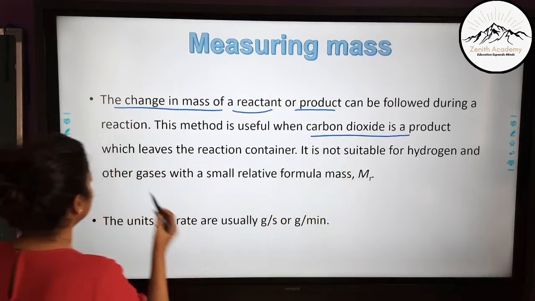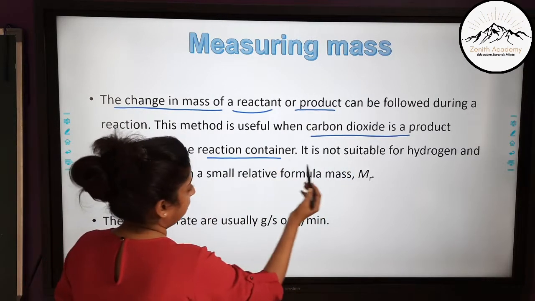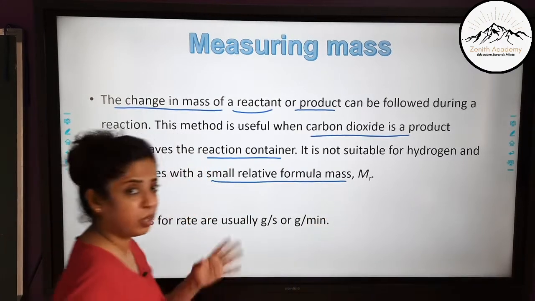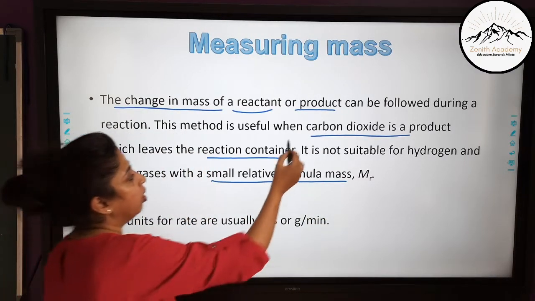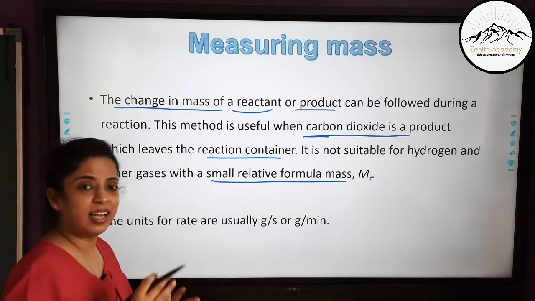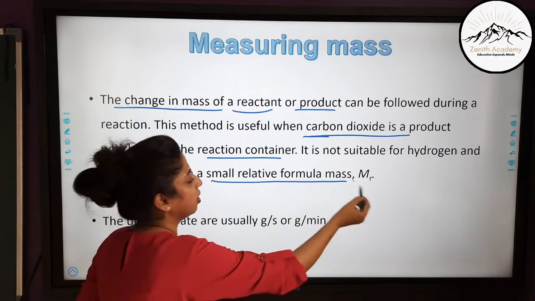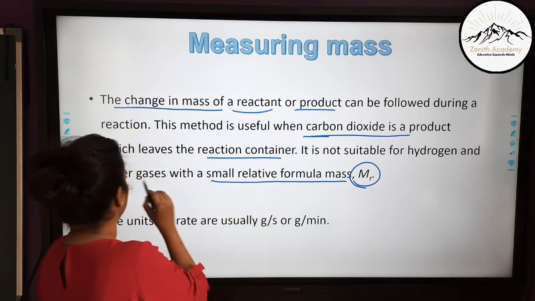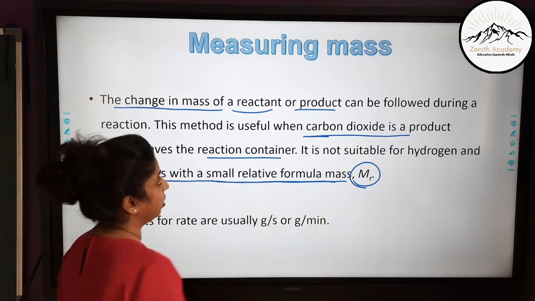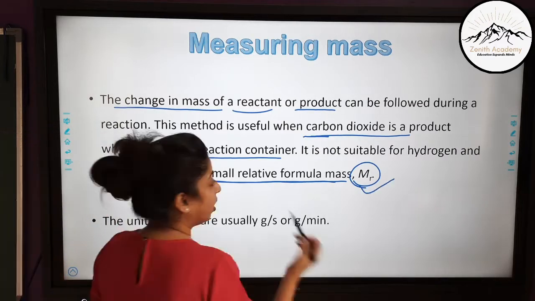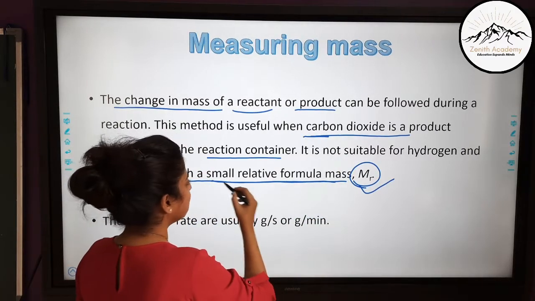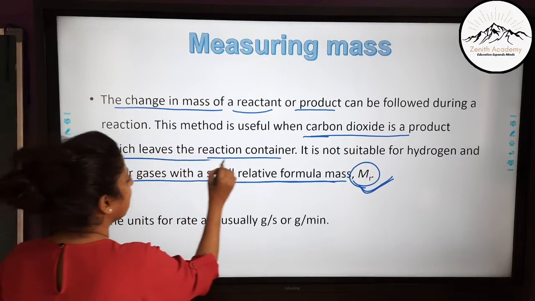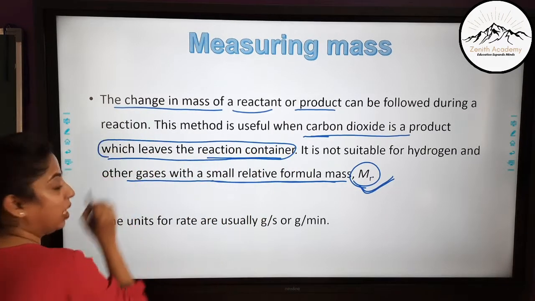So when carbon dioxide is a product which leaves the reaction container, it is not suitable for hydrogen and other gases with a small relative formula mass. So we will use this method for substances that have a slightly large relative formula mass, and this is not very accurate for other gases with a small relative formula mass. So you have to remember two things here. This is useful when the product has a slightly large relative formula mass, and it should leave the reaction container, which means it has to be some gas.